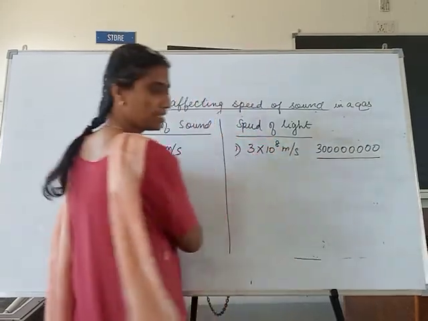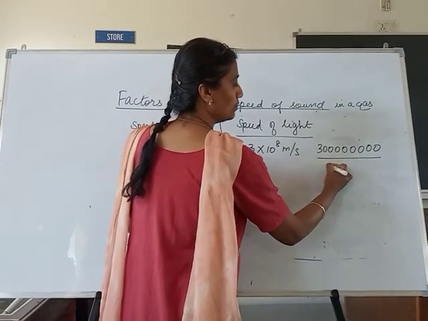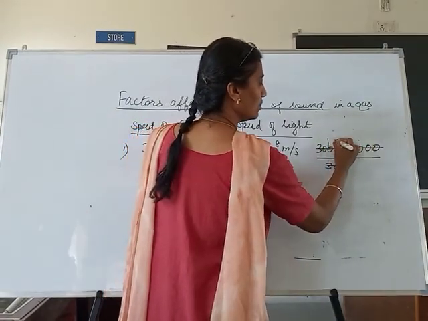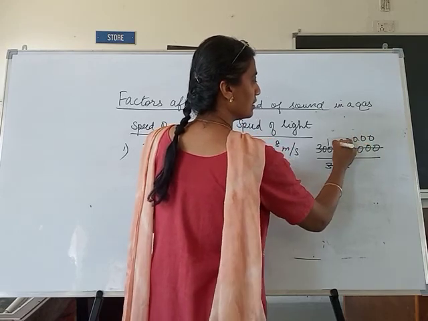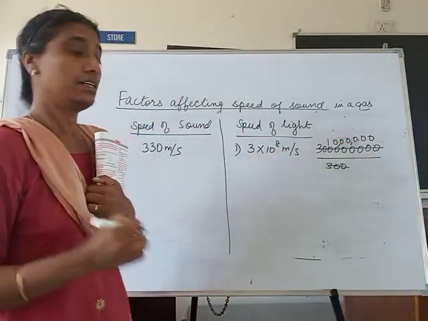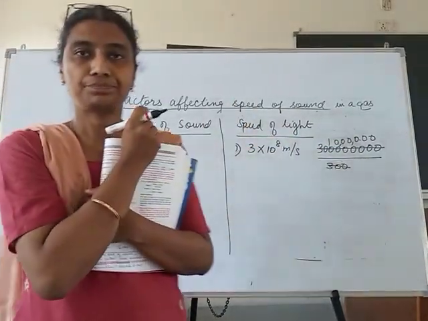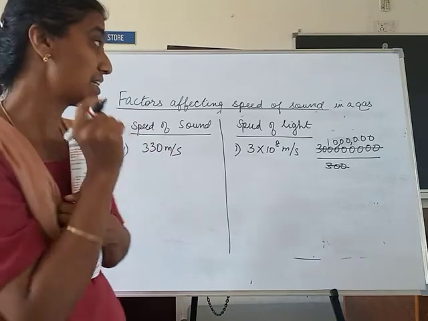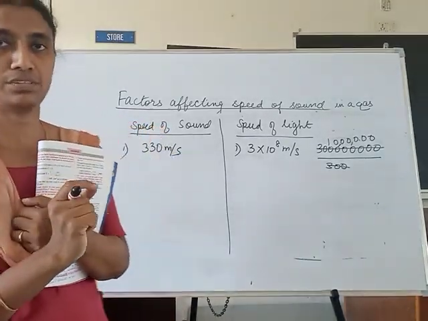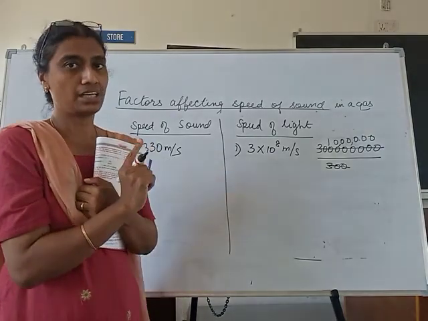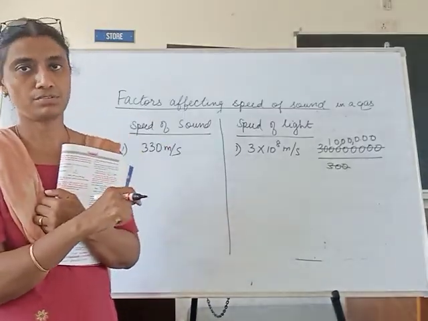Let's take this roughly as 300. So, if I cut it, 1, 2, 3, 4, 5, 6. Speed of light is 10 lakh times or a million times more than speed of sound. That's the first difference you should understand. So light travels much faster than sound.